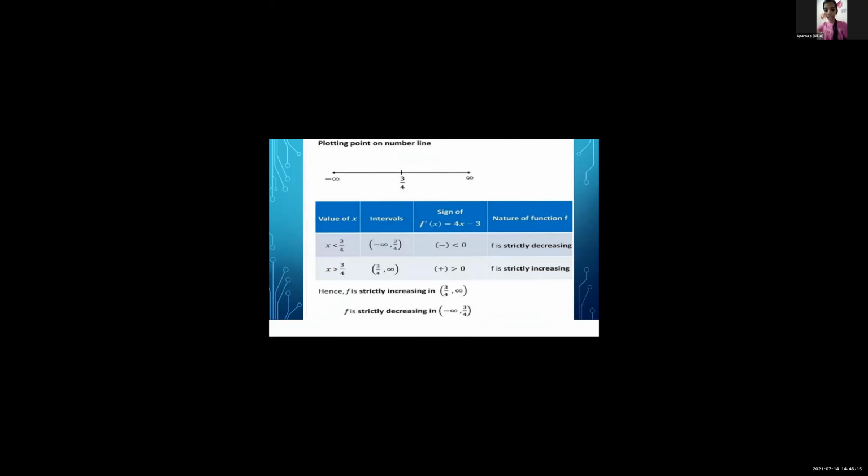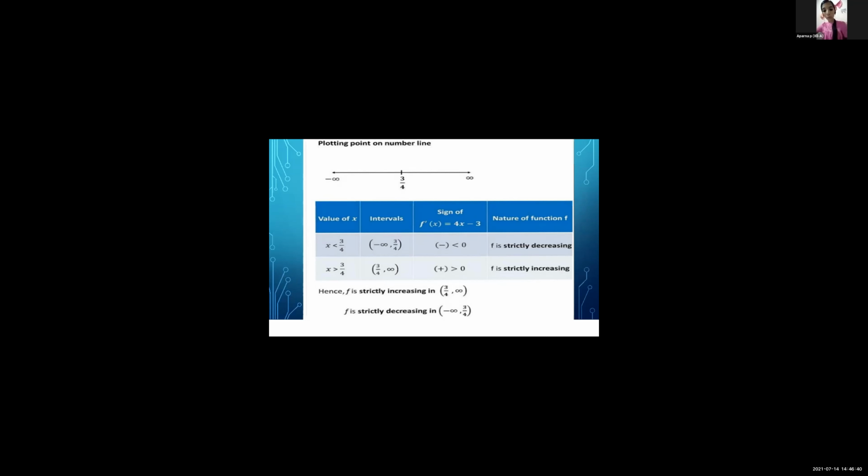Now the next step is we have to plot that on the number line. While we're plotting it on the number line, we can see that towards our left it is negative infinity and towards our right it is positive infinity. So now we have to substitute one value which is less than 3 by 4. Let's take the value as 0.